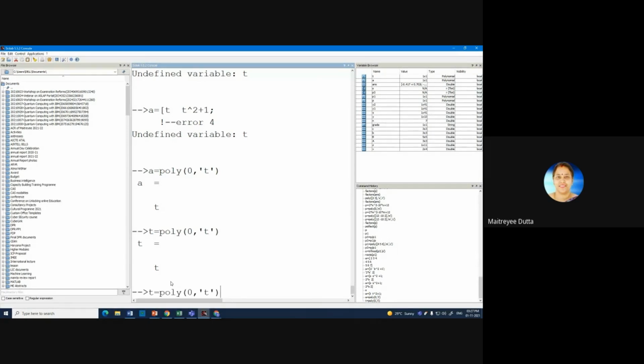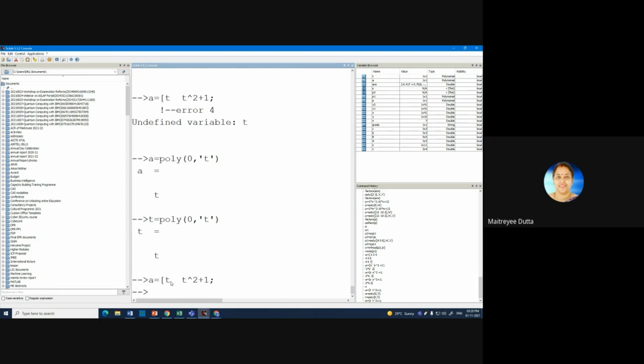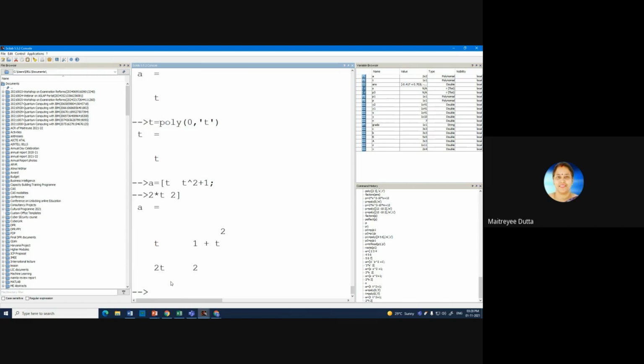Now we can write the equation: t square plus 1, then afterwards 2 into t, and the last value may be equal to 2. Then you will get a matrix, and this matrix is known as your polynomial matrix. Am I clear?